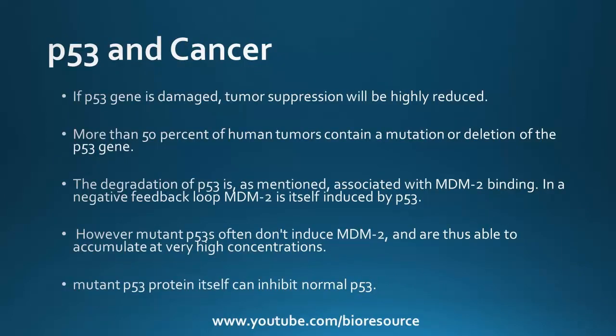If the p53 gene is damaged, tumor suppression will be highly reduced because this pathway will not be active. More than 50% of human tumors contain a mutation or deletion of the p53 gene. The degradation of p53 is, as mentioned, associated with MDM2 binding. In a negative feedback loop, MDM2 itself is induced by p53.